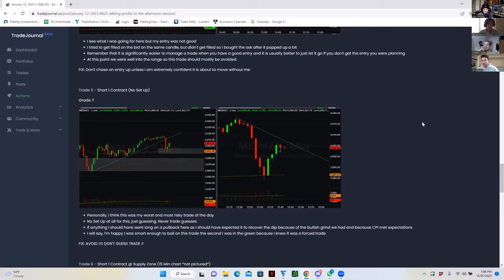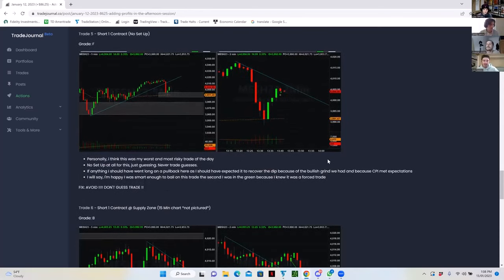So CPI met expectations. So in general, we had been grinding up all day. These dips tend to get bought. So I saw a couple green candles. It would have been much better off just taking a long here, maybe risk this candle and let it go, because we had already been bullish. And I got out green on this somehow, because eventually I believe it broke the high again. But trades like these, I gave myself an F on this, because there's no setup at all, really. I'm just trading to trade.